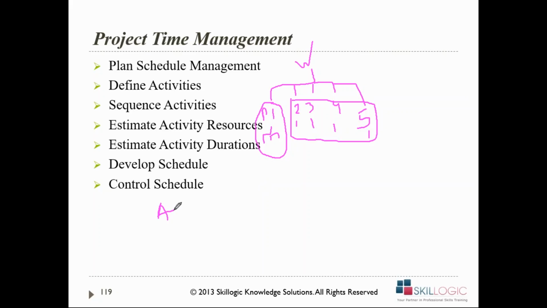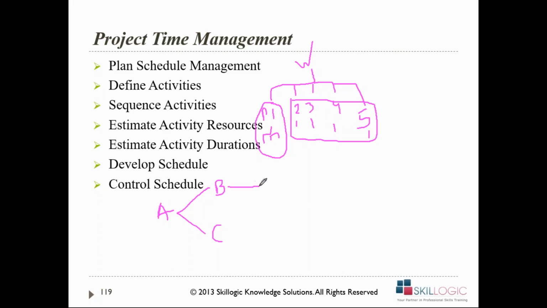Sequencing the activity would mean which activity has to be done first. Let's say activity A has to be done first. After only doing activity A, B and C can be started together. I'm not saying they will be started together. I'm saying that's a dependency. B and C can only be started after activity A is done. There's no dependency between activity B and C.